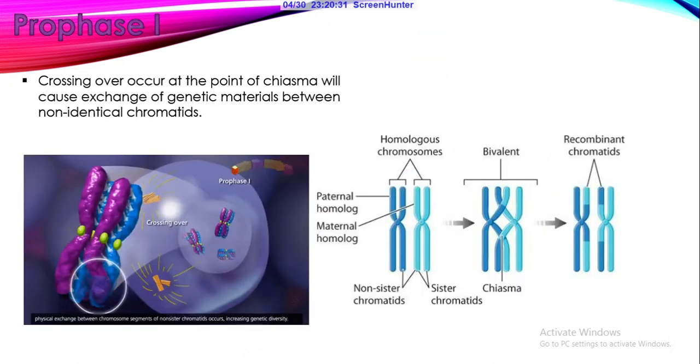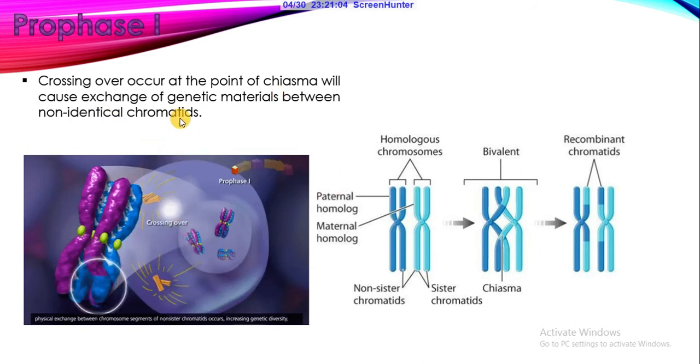And also in prophase 1, we have crossing over occur at the point of chiasma. The crossing over will cause the exchange of genetic materials between the non-identical chromatid. So if you can see here, this is the homologous chromosome. So this is the chiasma, the point of exchange. If you can see the purple, when it crossing over, it will get the color of blue. That shows the exchange of genetic materials.